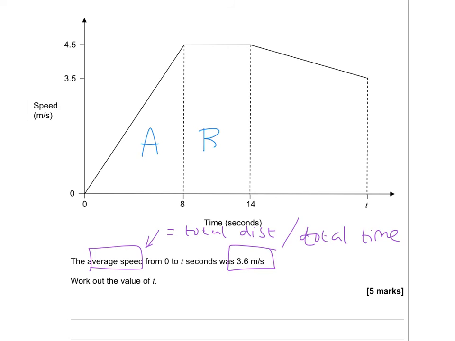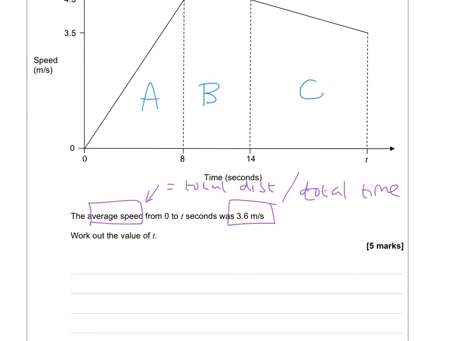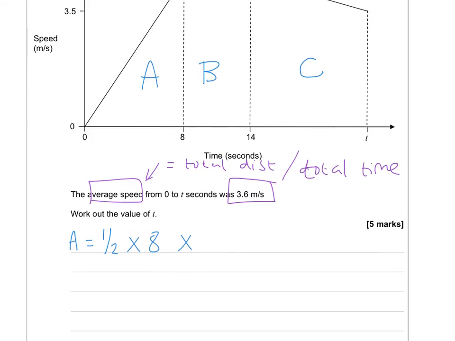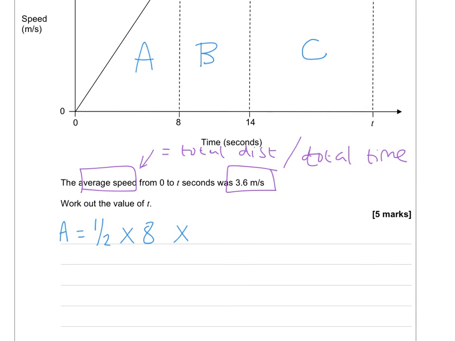The area under the graph in each section represents the distance travelled. Area A is a triangle. Its area is a half multiplied by its base of 8 multiplied by its height of 4.5. This comes to a value of 18.